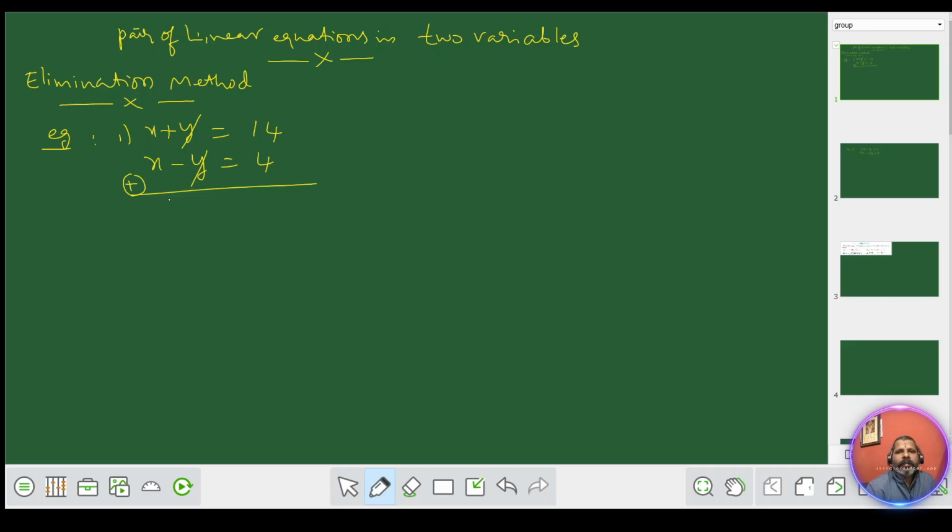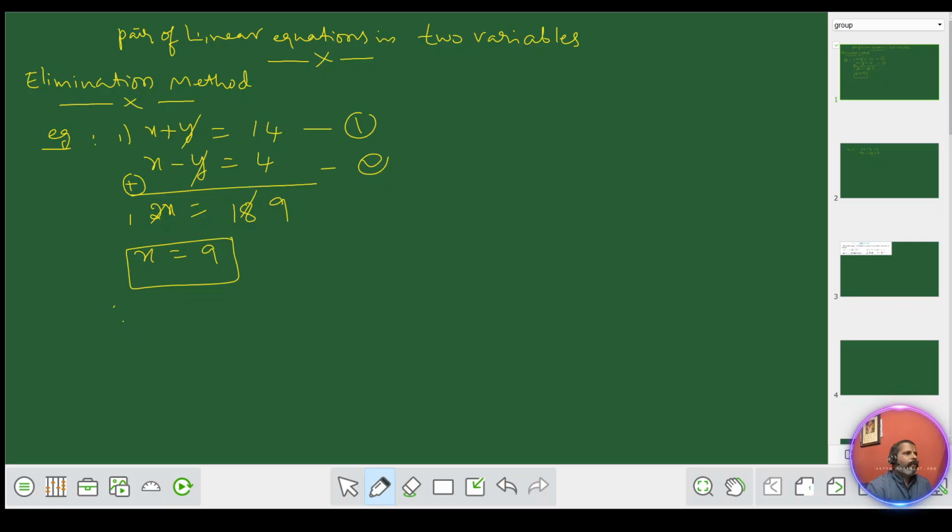Algebraic subtraction, algebraic expression addition. x plus x means we are adding the coefficients of x. That is 2x. 14 plus 4 is 18. 2 nines are 18, so x equal to 9. We call these equations 1 and 2. Therefore, we got the x value in quick steps.